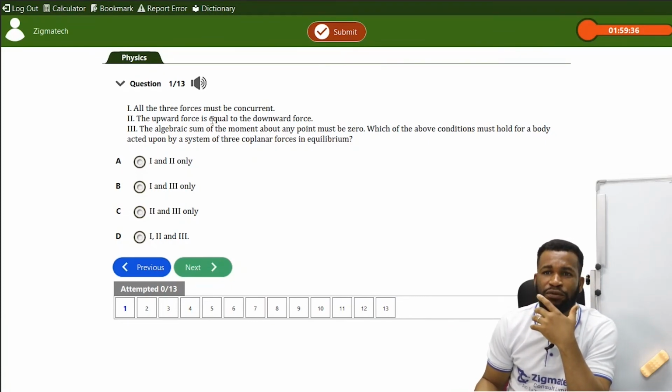Now, the upward force is equal to the downward force. Of course, that one is a condition for all of them. The algebraic sum of the moment about any point must be 0. Yes, that's correct. Which of the above condition must hold for a body acted upon by a system of three coplanar forces in equilibrium? I will take the three of them. The three of them are correct, and that is true.